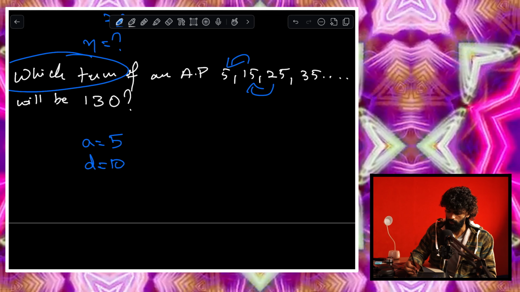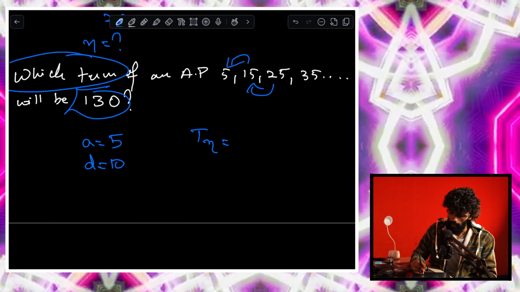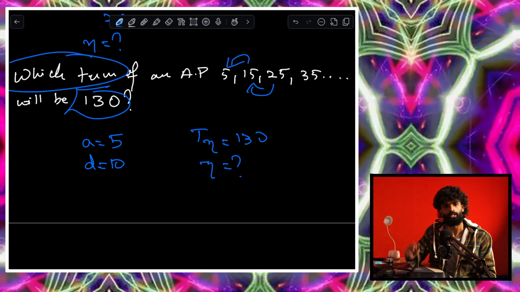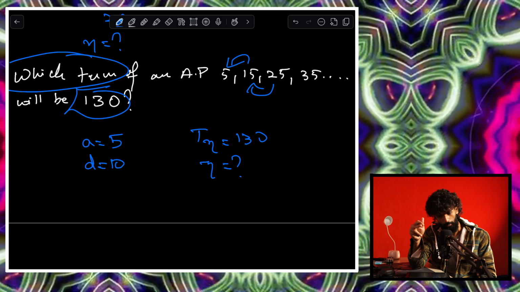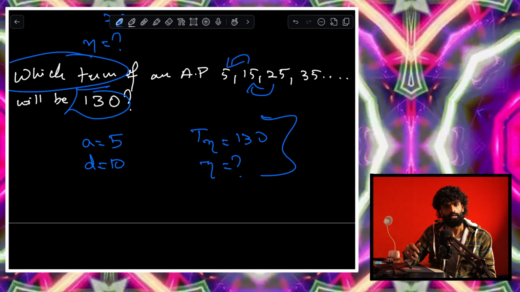Okay, 25 minus 15 is again 10. So done. It will be 130, meaning the value of Tn equals 130. Will you be able to find the value of n just like the previous question? Make sure you solve this and put it in the chat box. Do one thing: pause the video right now. The data is right here. Use it and get me the answers.